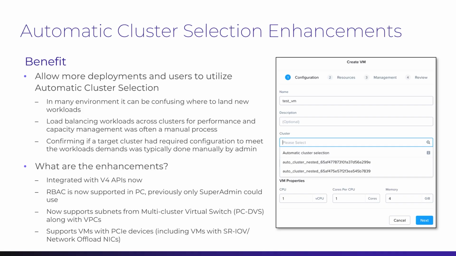First, it's now integrated with version 4 of the APIs. This also brings role-based access support. Previously only superadmin could use this. Now anybody that has the appropriate privileges and access to multiple clusters will be able to use ACS. It also now supports the Multicluster Virtual Switch that is being added into Prism Central as part of this release. Previously the only networks that it supported were VPCs. It still supports those, but now you can use subnets off of a virtual switch managed by Prism Central.